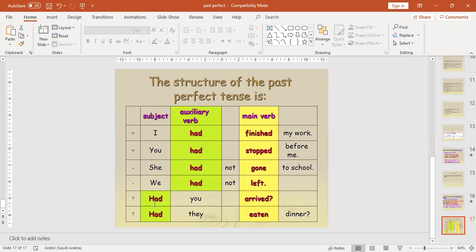And look at the question form. Had you arrived? Had they eaten dinner? So in the question, if you want to write or say a question, you put the auxiliary verb before.